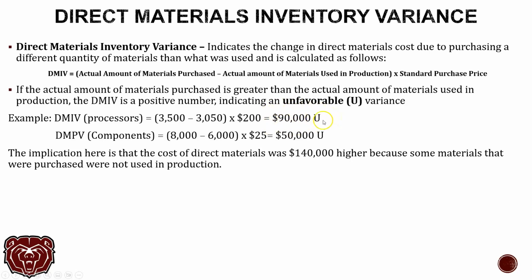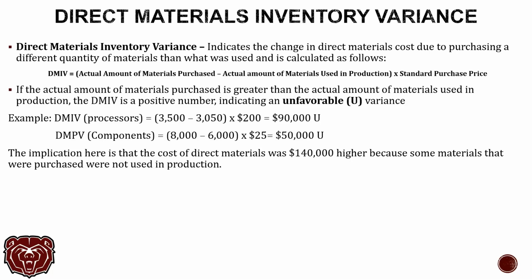We have $90,000 of that cost, if that change in direct materials is due to us using less than what we said we needed. Okay? Same thing with components here. We have a $50,000 unfavorable variance, and that's because we used less than we purchased. Okay? So the implication here is that the cost of direct materials was $140,000 higher because some materials that we purchased weren't actually used in production.